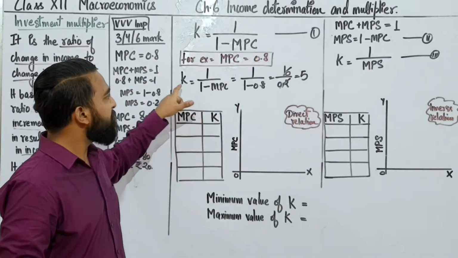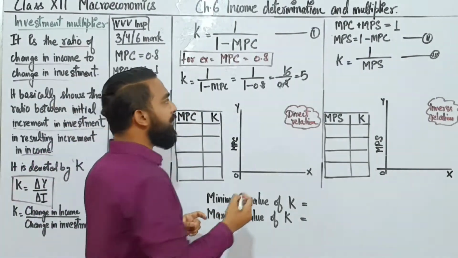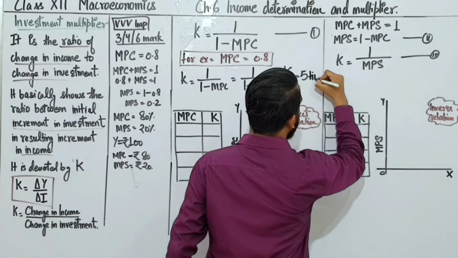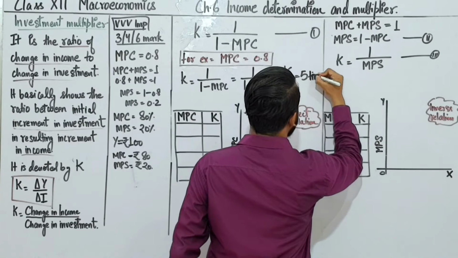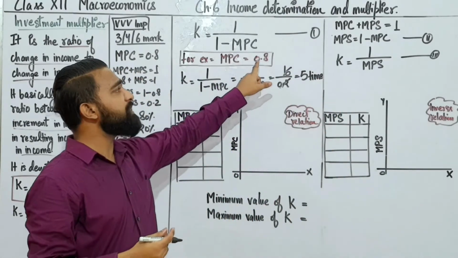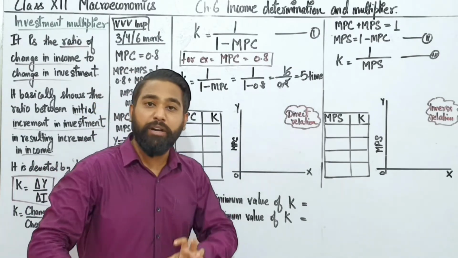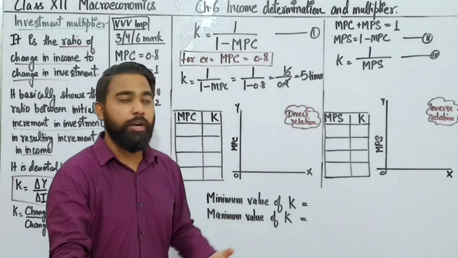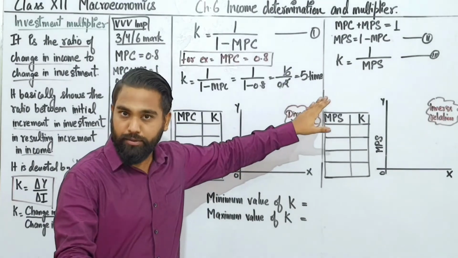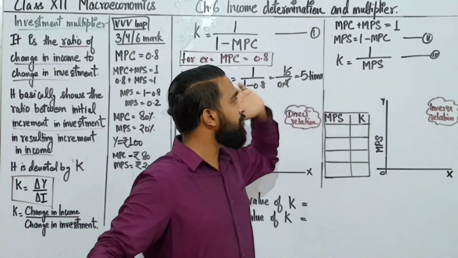Fine. So the unit of K will be times. How many times? If your MPC is 0.8, it means your investment is going to increase your income by 5 times.